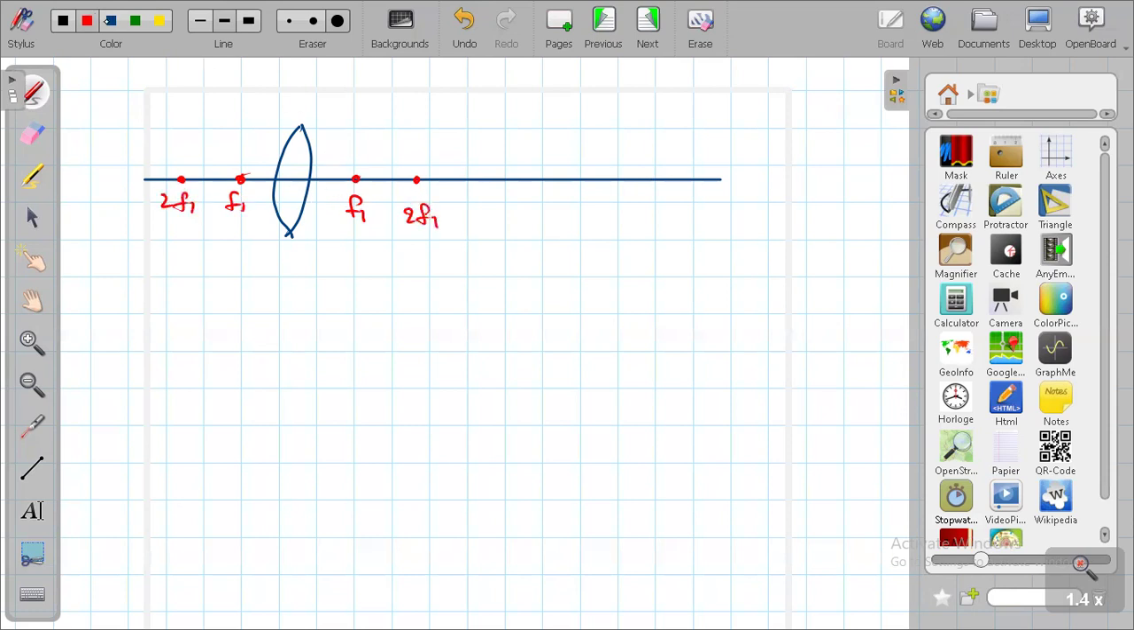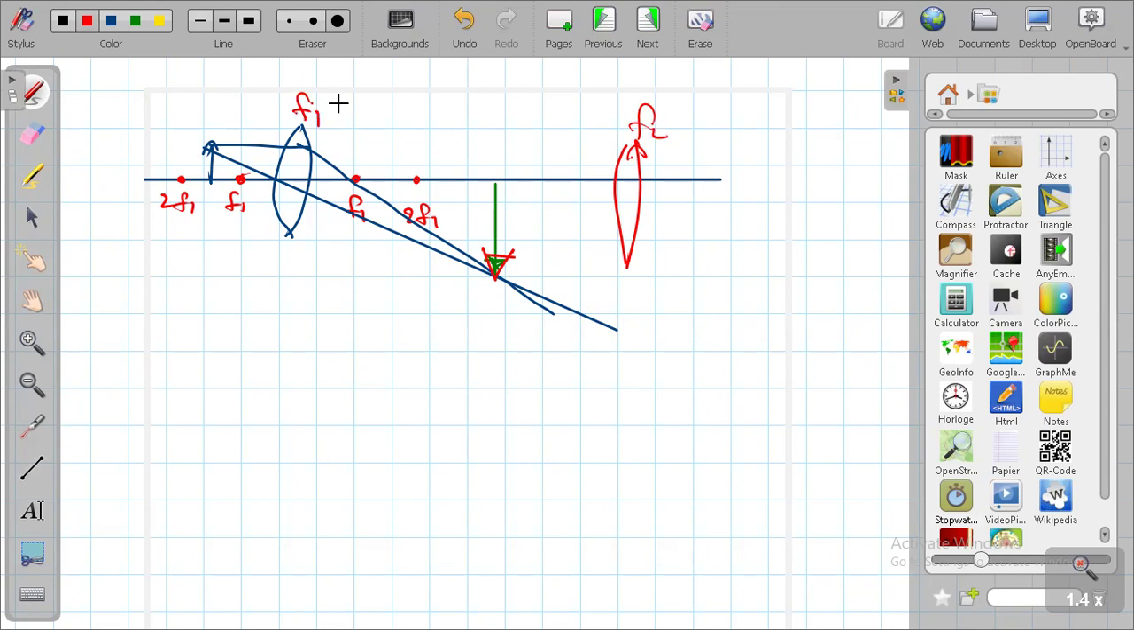F1, 2F1. Okay, now see, there is an image. It may form like this. But when you keep another lens here, F2, F1, right? Have a good look at here.